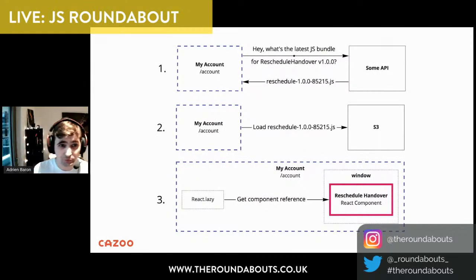So the approach we decided to follow to figure out what bundle to load at runtime is to have some kind of API. I'll take you through it in 3 steps. First, the My Account app is calling an API and saying, hey, I want the reschedule handover component, that slot picker thing, in version major 1. The API is going to say, okay, for version major 1, the current bundle that's been deployed, the latest iteration, is this JavaScript file. My account is then going to load that JavaScript file from the network, and then it's going to find the component reference on window.